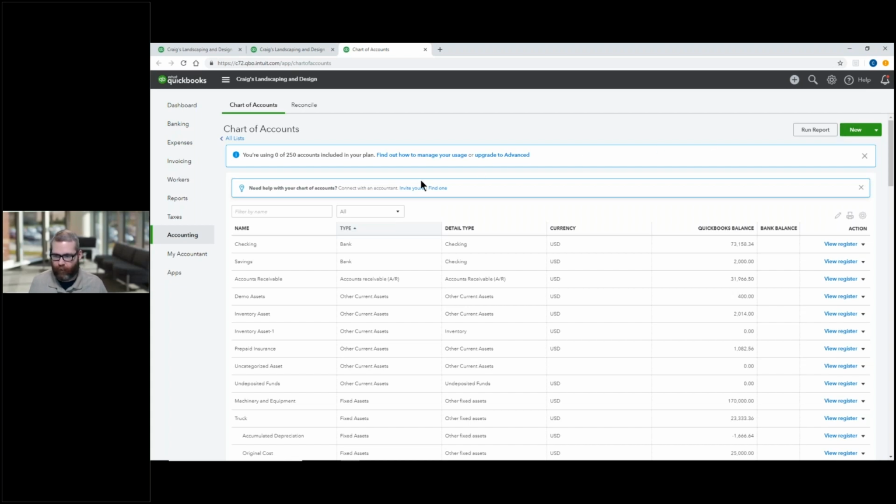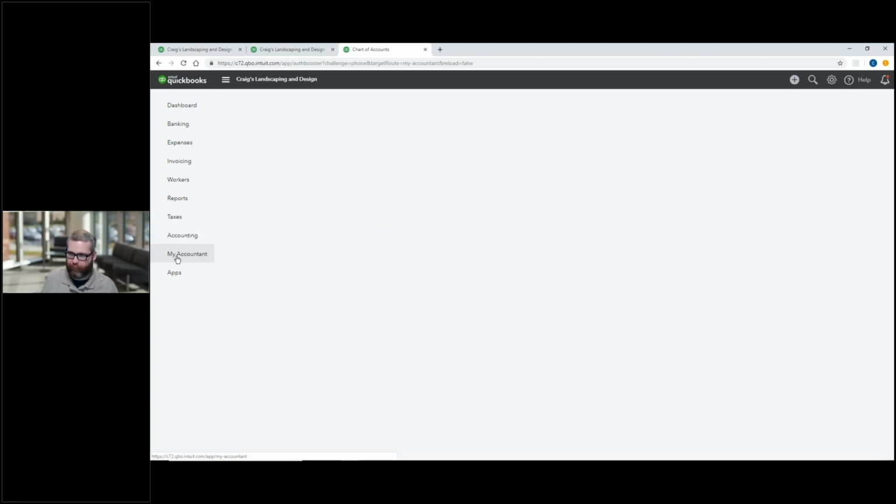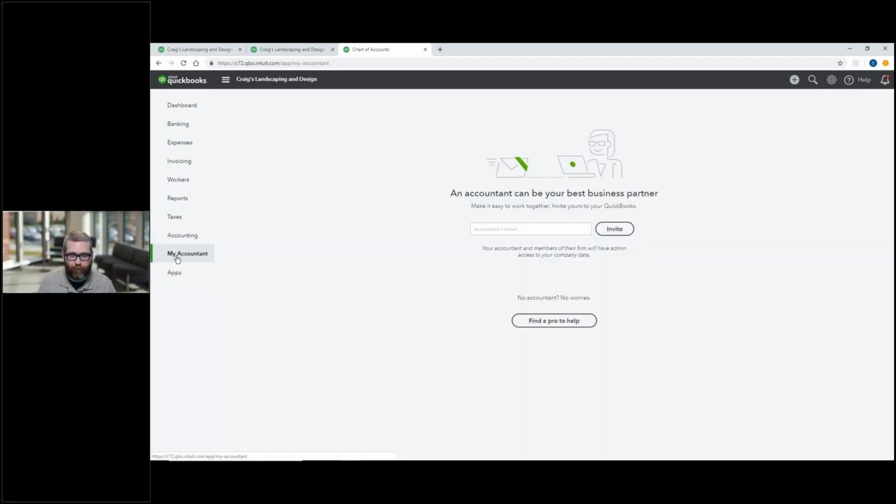First of all, I want to show you this right over here under My Accountant. Whenever you click My Accountant, if you've got an accountant, you can invite them. Just enter their email address right here and click invite. That sends them an email, and they're able to basically click a link. They'll enter a password. They'll set up an account for themselves. Free, doesn't cost you anything, doesn't cost them anything. And they'll be able to, from then on, log into your company file and maybe set up the accounts for you. If you're not comfortable working in a chart of accounts, that's fine.